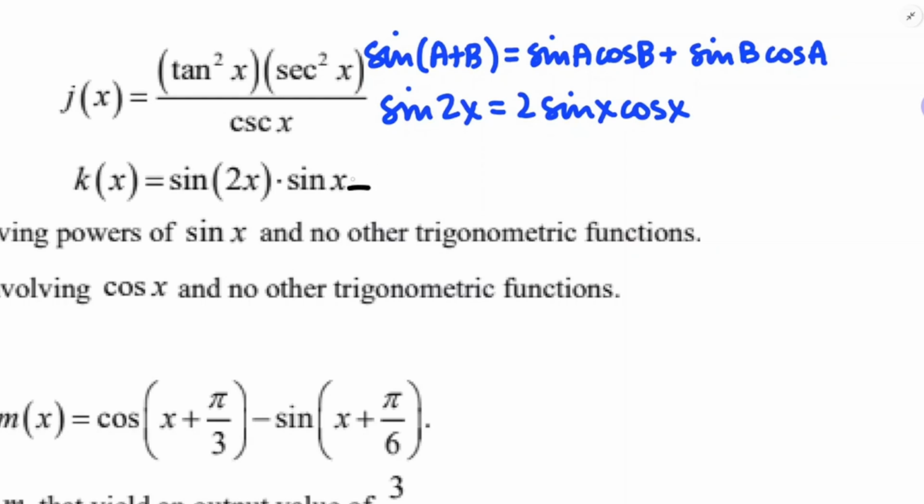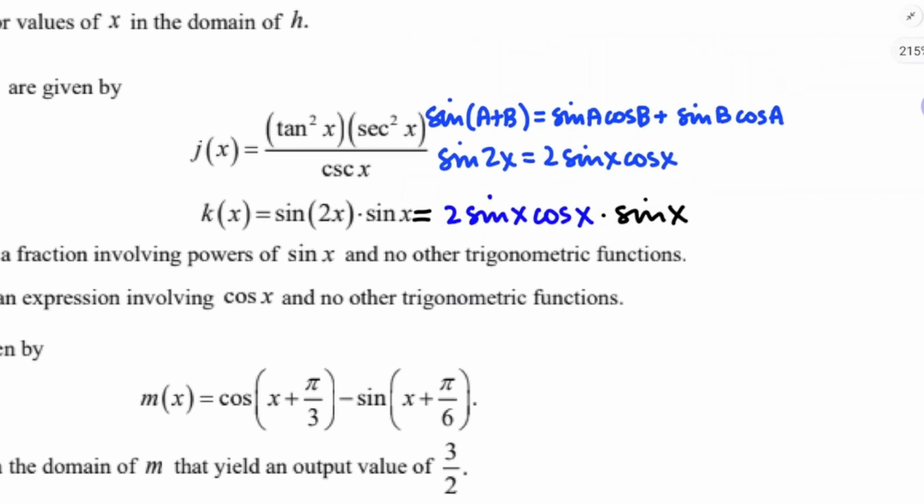So k of x is going to equal 2 sine x cosine x multiplied by sine x. I meant to write that substituted 2 sine x cosine x in blue, so I'm going to change that. And then they want it to involve cosine x and no other trig functions, so I'm going to need to do some work on this. I might write this as 2 sine squared x times cosine x.